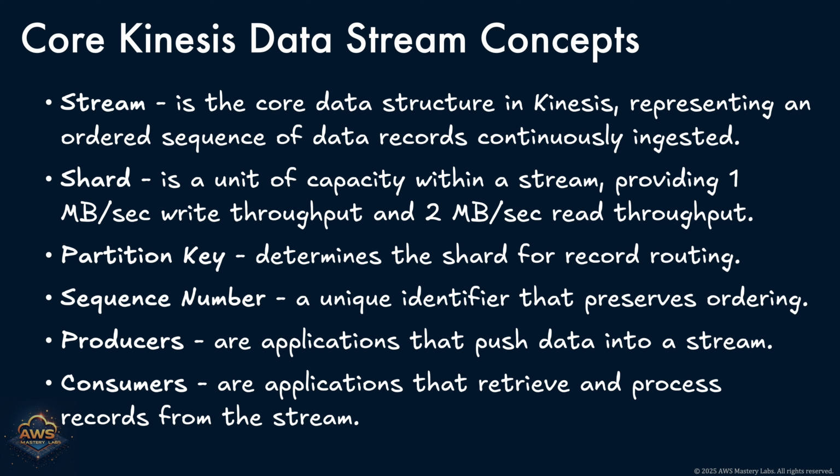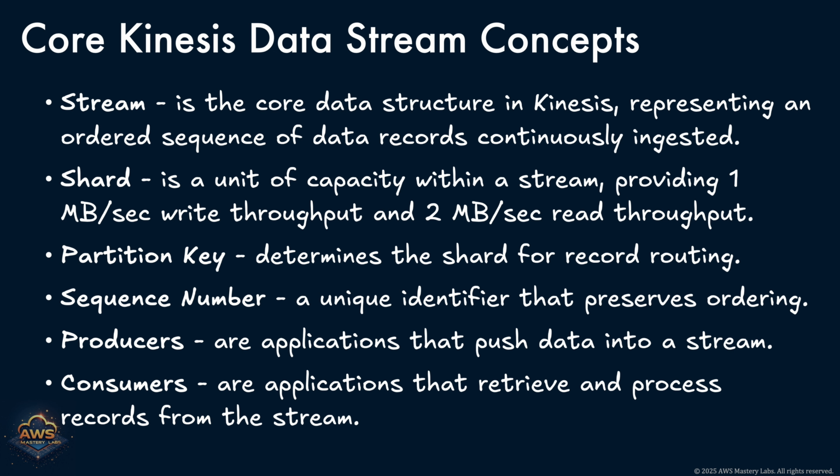When data is sent into a stream, each record includes a partition key. This key determines which shard the record gets routed to. Kinesis uses this key to group related data into the same shard, preserving the order of records that share the same key, essential for processing things like user activity, transactions, or sensor data in sequence. Every record in a shard is assigned a sequence number, a unique identifier that helps maintain order within the shard and supports replay, checkpointing, and fault-tolerant processing.